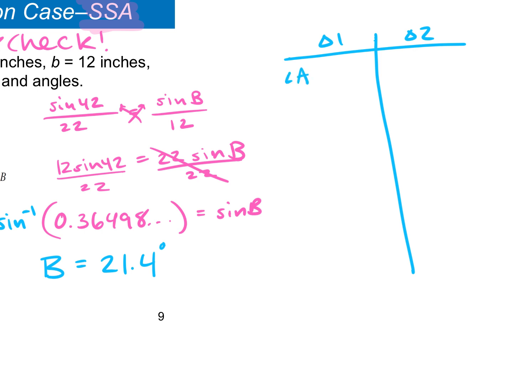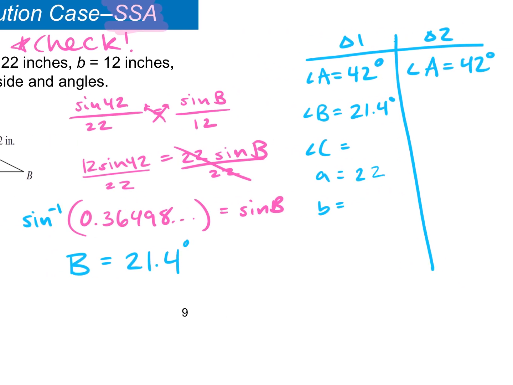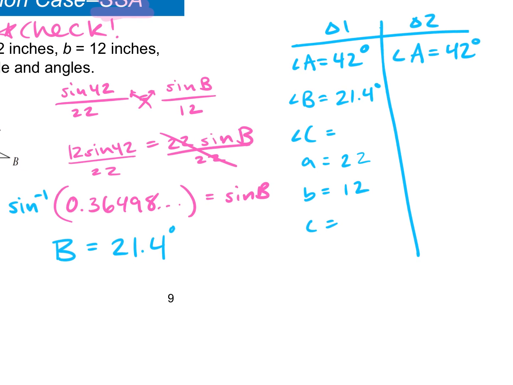So angle A was given, that was 42 degrees. So that's going to be the same in triangle 2. Angle A is 42 degrees. What did I find first? Angle B was 21.4 degrees. What's angle C? Oh, we don't know C yet. And then a and b were given to us: a is 22 and b is 12. We still have to find C. So let's finish finding everything for triangle 1, then we'll figure out if we have triangle 2 or not.